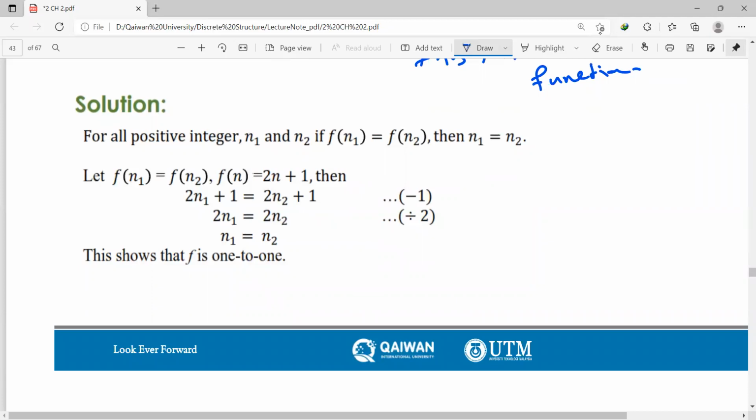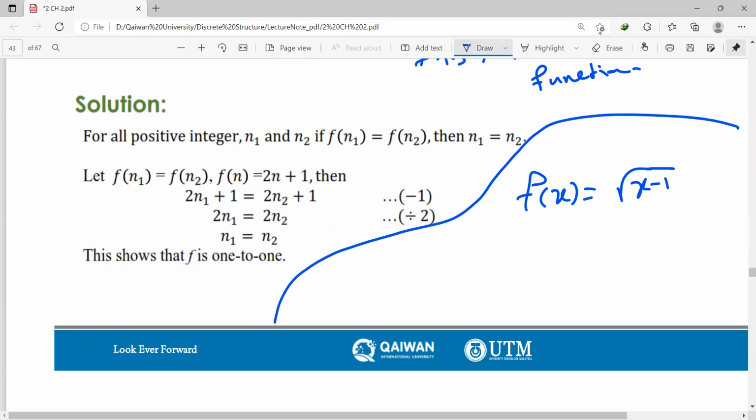Okay, let's take another example. If we say f of x to be square root of x minus 1. Is this function one-to-one or not? Let's check. To show that f of x is a one-to-one function, what do we do? We just pick 2 points. Let's say x1 and x2.